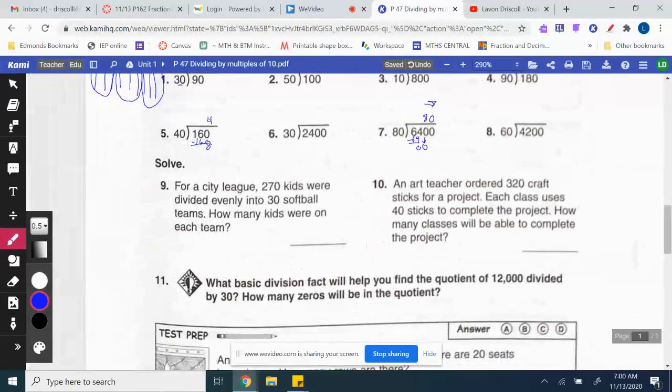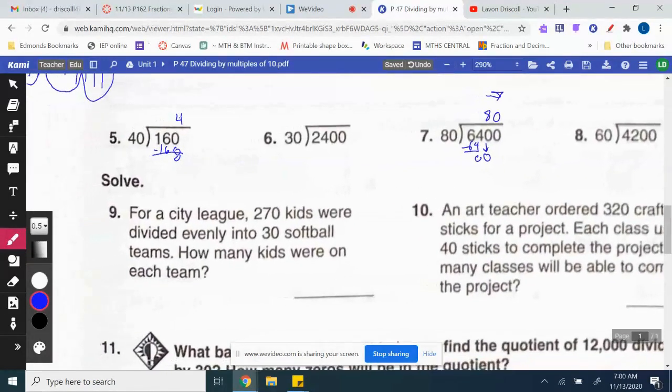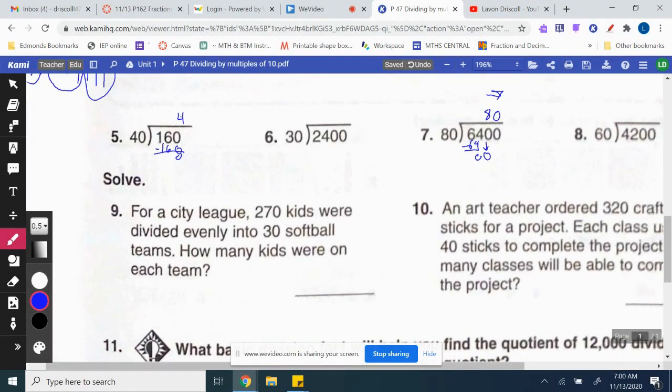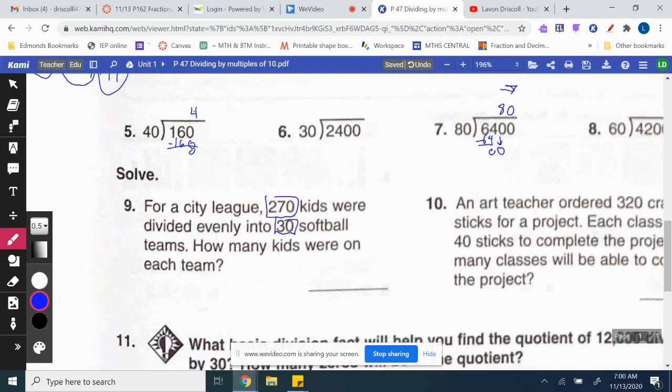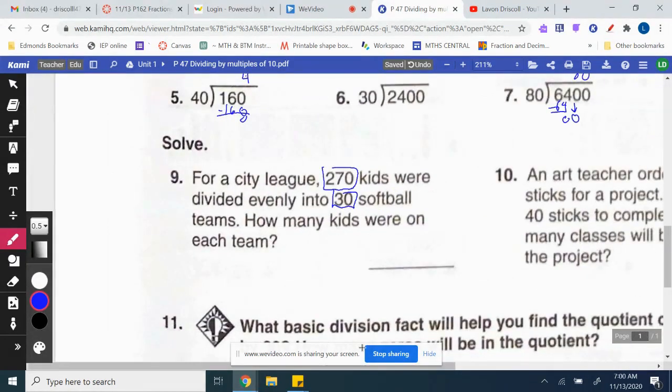Let's try one of our story problems. For a city league, and remember we underline our numbers, 270 kids were divided evenly into 30 softball teams. How many kids were on each team? I know that I'm doing division because it said each. That's either multiplying or division, and they want to split those kids up. So that's division. 270 divided by 30.